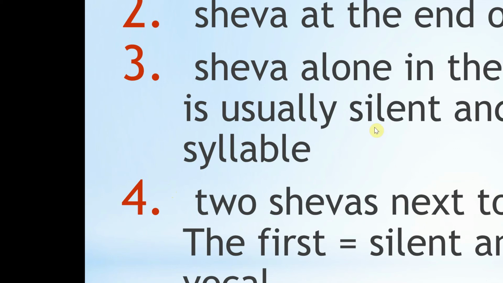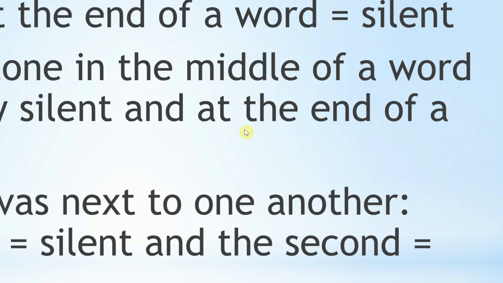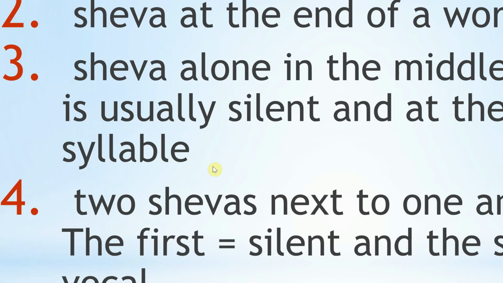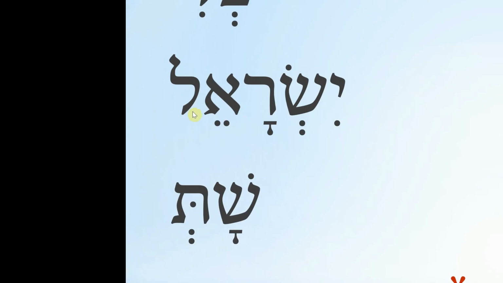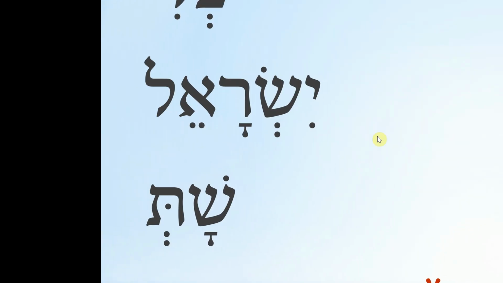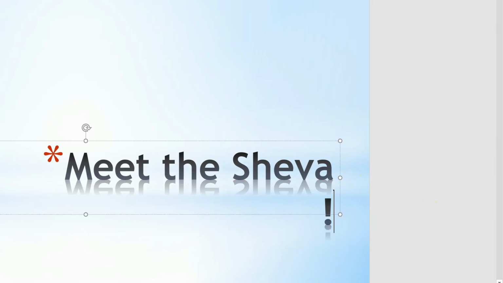If the schwa is alone in the middle of a word, it is usually silent and at the end of a syllable. So there are 2 points here. One, if the schwa is in the middle of a word, it is generally silent and it is also generally at the end of a syllable. Let's look at the example I have. Yisrael. Okay? Think about how that word, let me actually write this out in English, part of it. I think it might help a little bit.